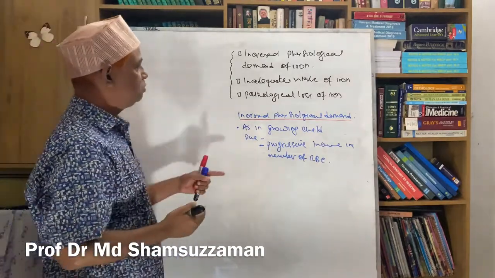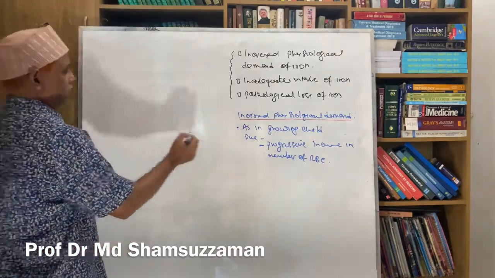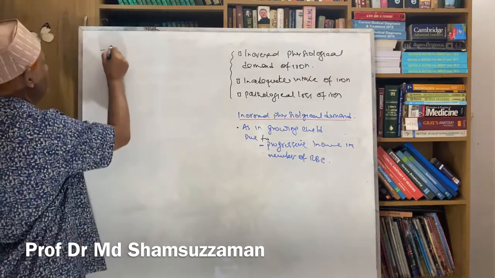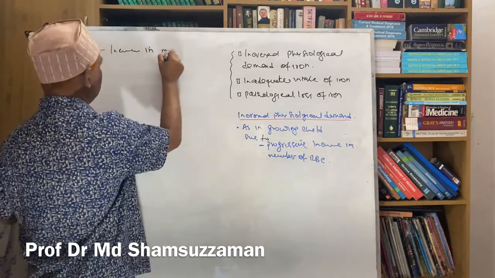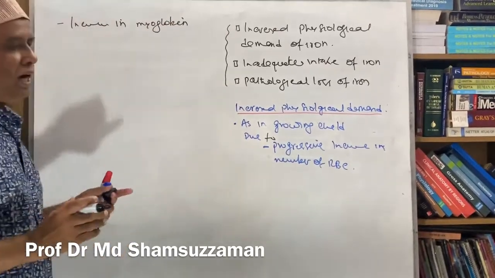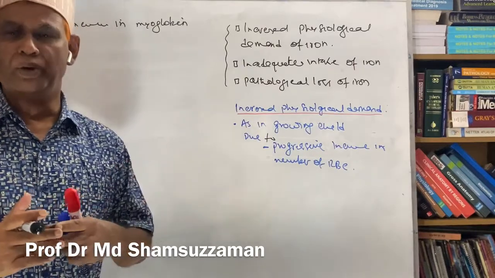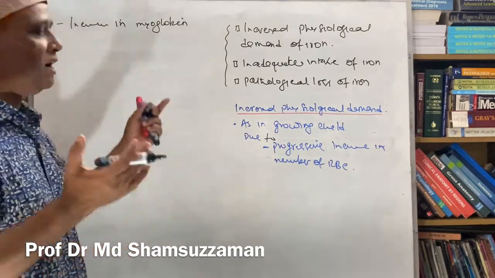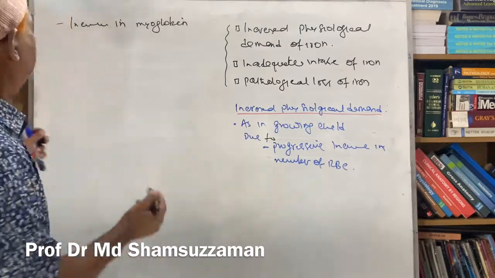If we fail to meet the increased demand, there will be iron deficiency anemia. Number one, due to this. Number two, due to increase in myoglobin. Dear audience, you know our skeletal muscle contains myoglobin, and this myoglobin contains iron. So during growth there is increase in myoglobin, so for synthesis of myoglobin there is increased demand of iron.